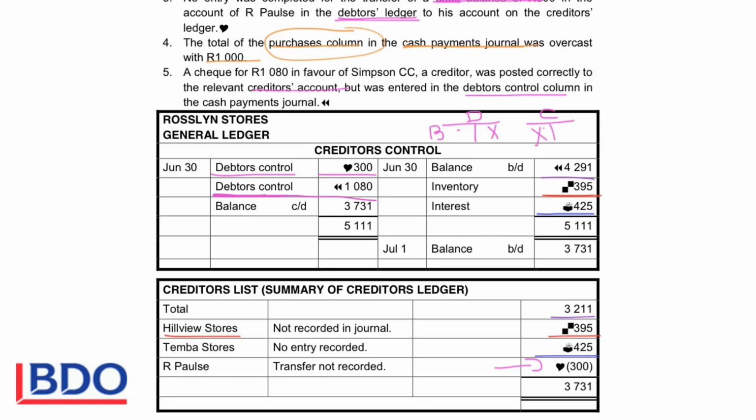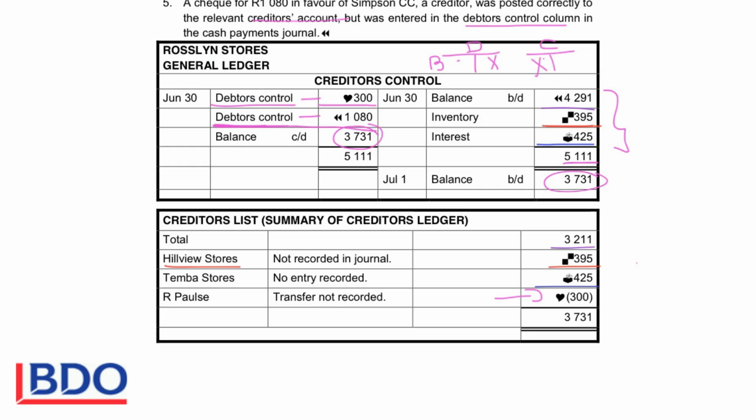Then we will add up the balance, inventory and interest amount to get a total of 5,111. Subtract the 300, subtract the 1080, and that will give me a balance of 3731. We will add the figures in the creditors list minus the 300, and that will also give me a total of 3731. So therefore we corrected all the mistakes that we knew about because these two totals are now equal.